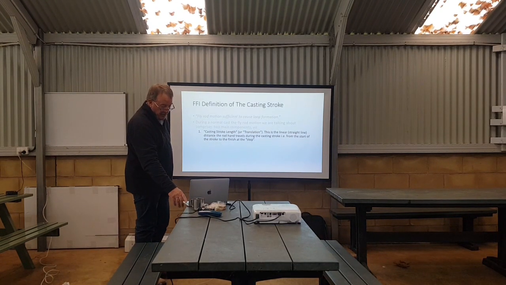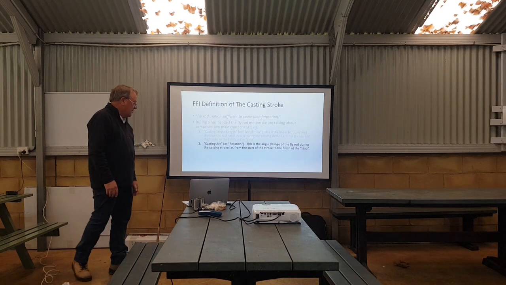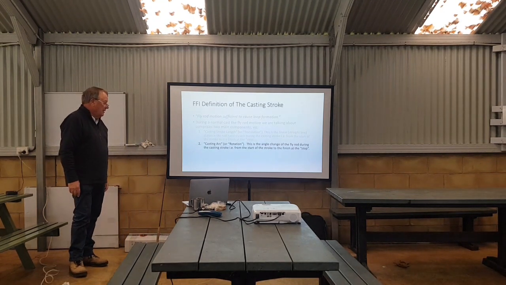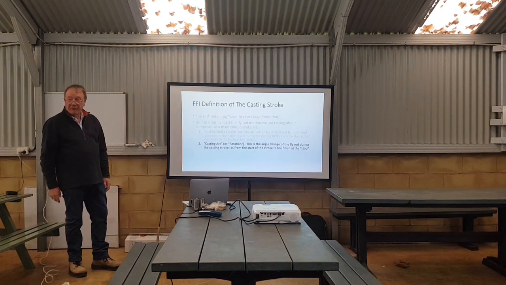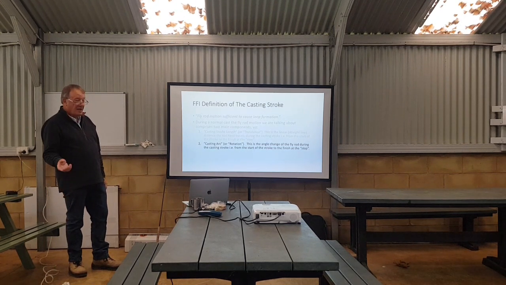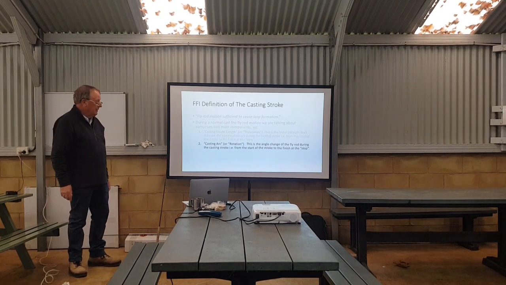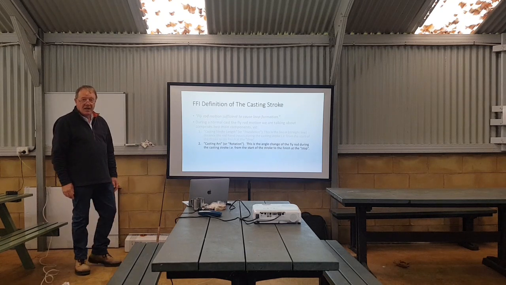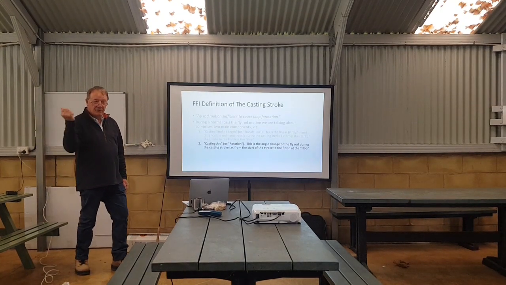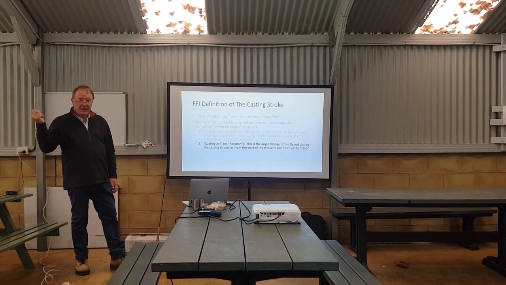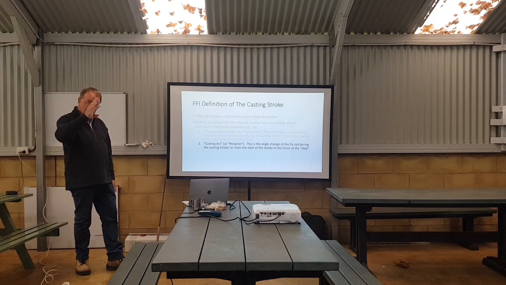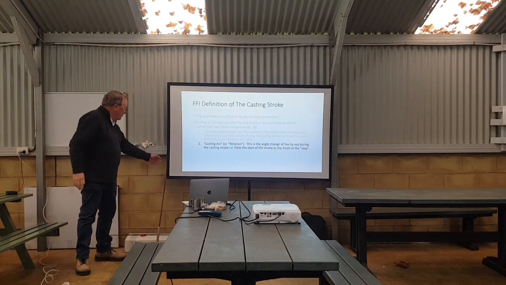The second component of the cast is casting arc, or rotation. This is the angle of change of the fly rod during the casting stroke, from the start of the stroke to the finish of the stop. Again, it's worth noting here that casting arc is not related to translation. It's only related to the angle that we rotate the rod through. And it looks like this.